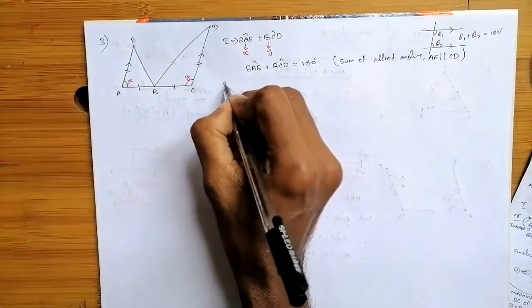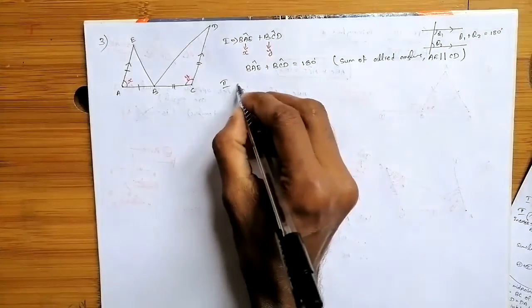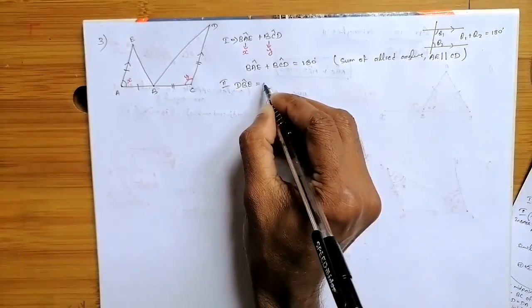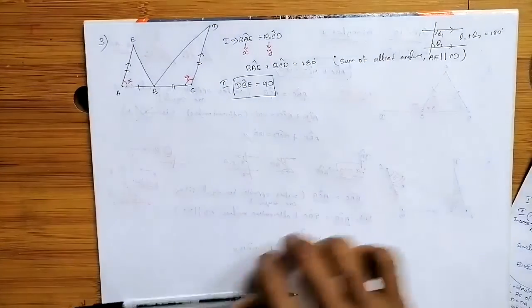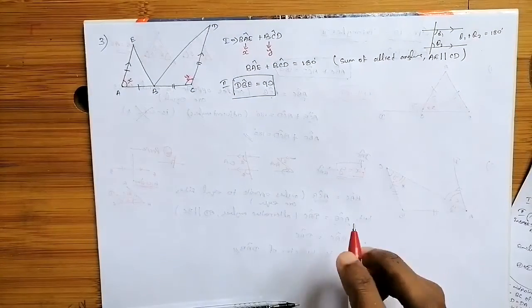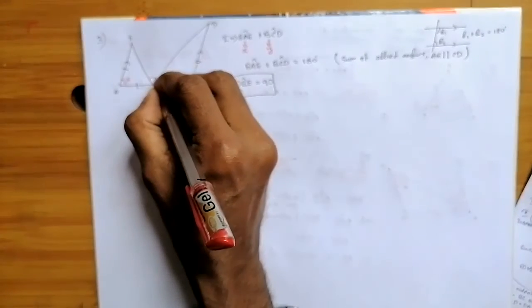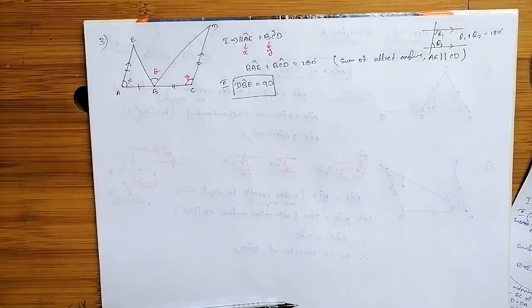Okay, second part of the question. Show that DBE equals 90. So we need to prove DBE is equal to 90. So that is the second question. Which one is DBE? We need to name it. So this one is DBE. We name it as theta.